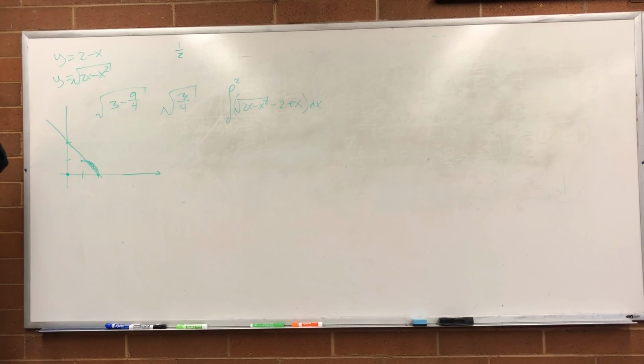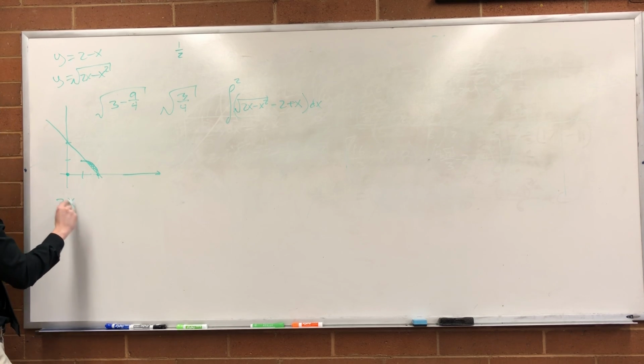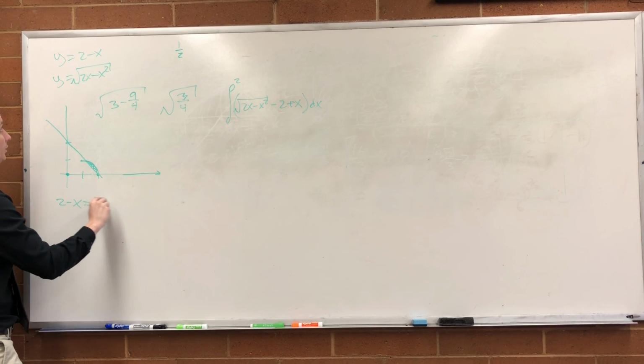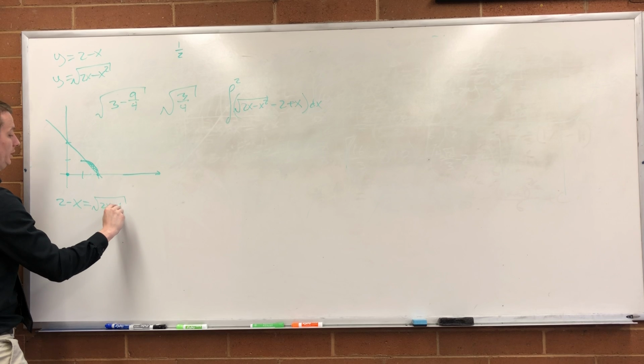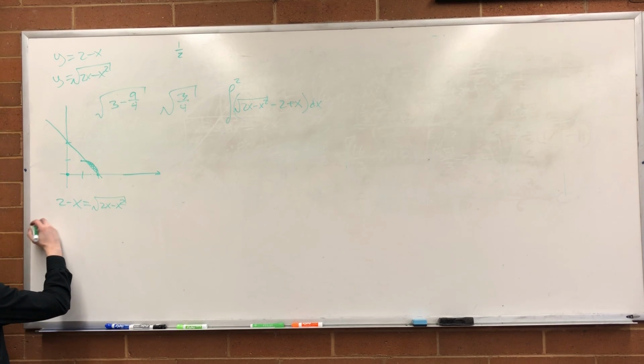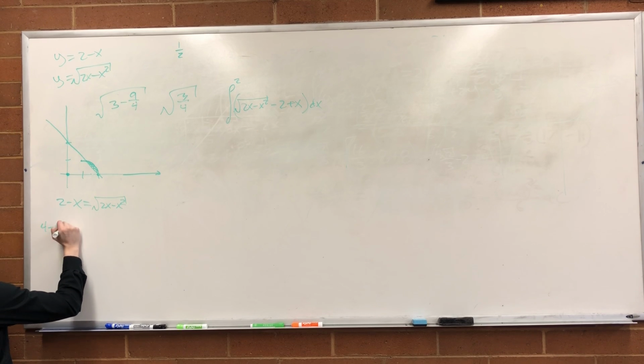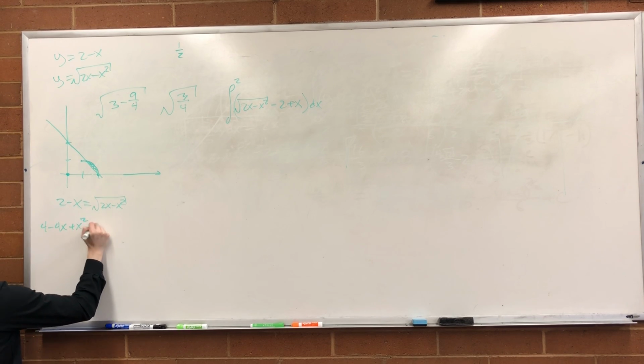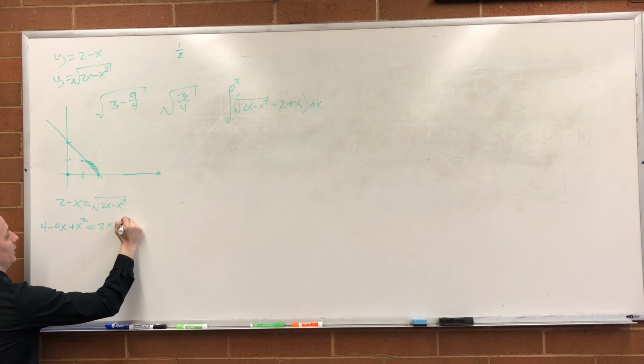Okay, so now we need to figure out where these functions intersect. I need to know where 2 minus x is equal to the square root of 2x minus x squared. So square both sides, what do we get? We get 4 minus 4x plus x squared is equal to 2x minus x squared.